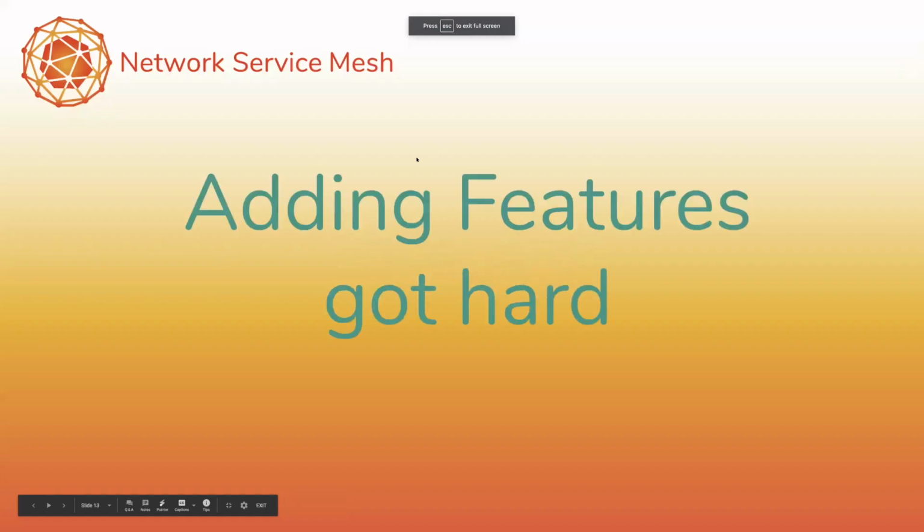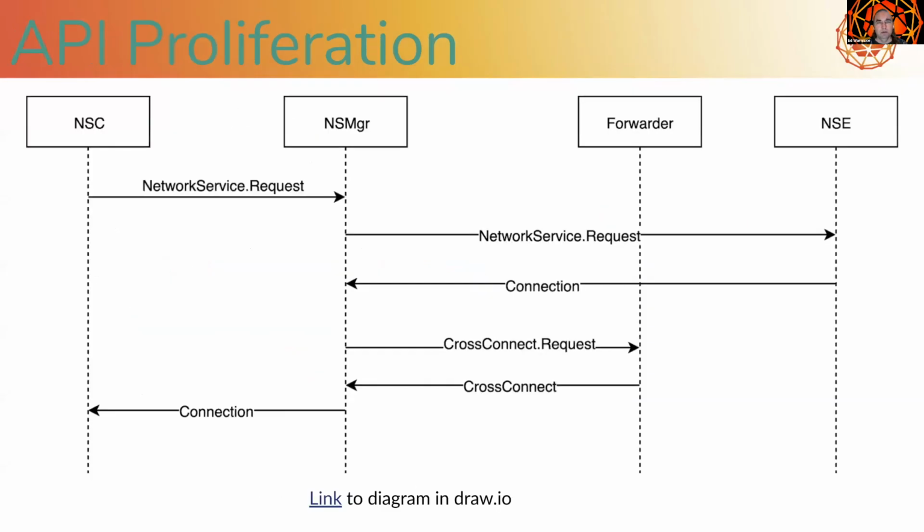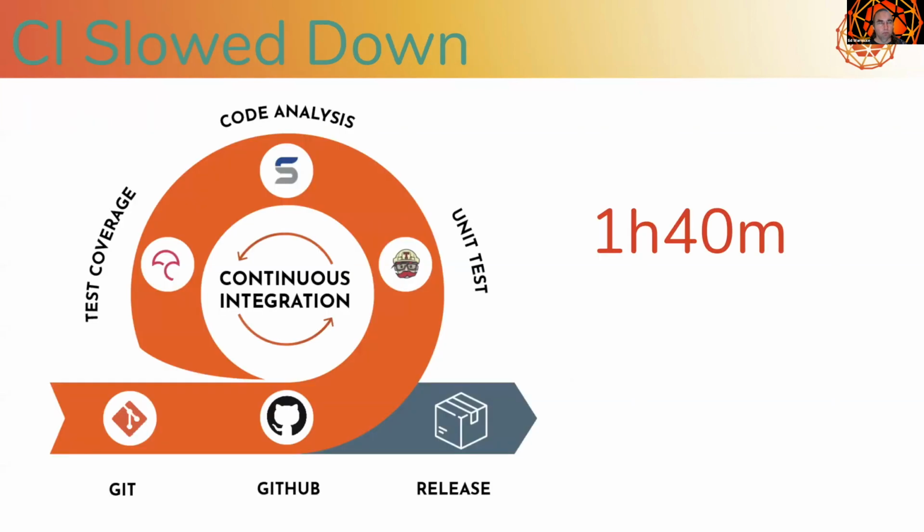Yes. Yep, cool. And then the last thing that happened was, so we got the API proliferation. From there, we started noticing other things, like the CI had slowed down, right? So it was now taking an hour and 40 minutes or so to do a CI run every time you pushed a patch, and this is wholly unacceptable.